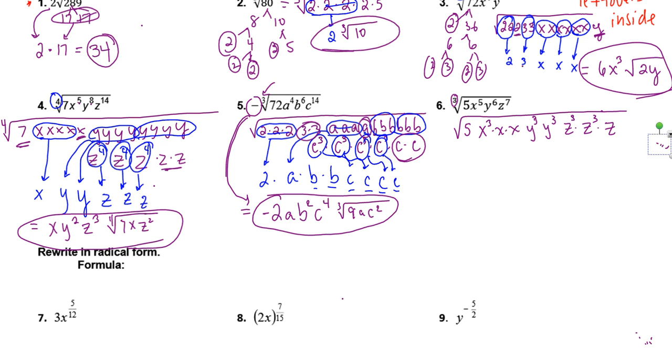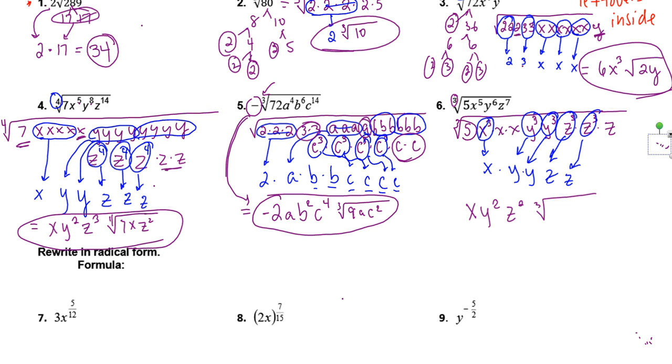Okay, now looking for groups of 3. I already found them. I have a group of 3 x's there. Only 1 makes it out. The rest of them are gone. A group of y's. Another group of y's. 2 groups of z's. And a z. And left over on the inside will be still a cube root. So we've got x, y squared, z squared, and then we've still got the third root of 5x squared z.